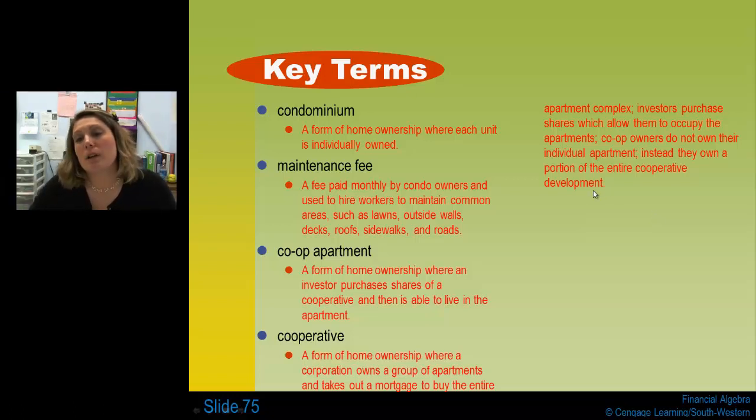Co-op owners do not own their individual apartment. Instead, they own a portion of the entire cooperative development. So there's a big apartment building. They don't actually own the apartment itself, but they have shares invested in that.